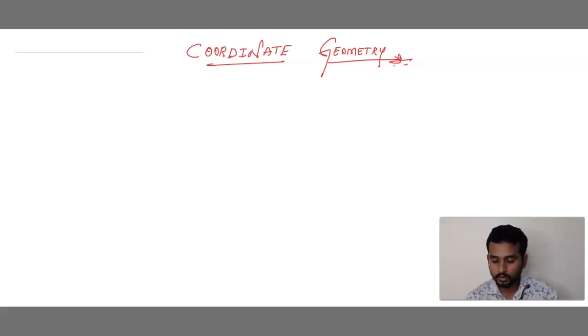Today we are going to continue the chapter Coordinate Geometry. In this topic we are going to discuss the problems based on midpoint formula and section formula. Take on the first question.